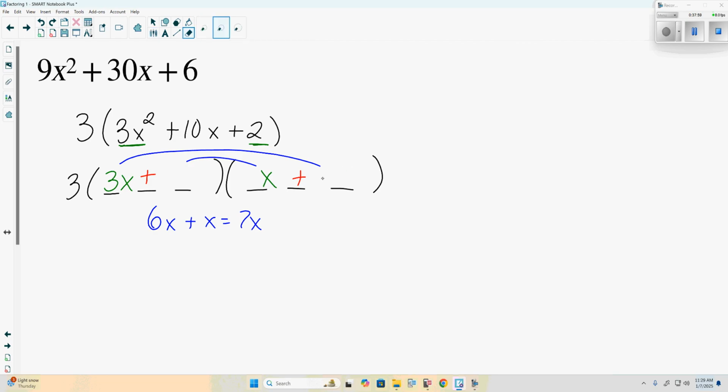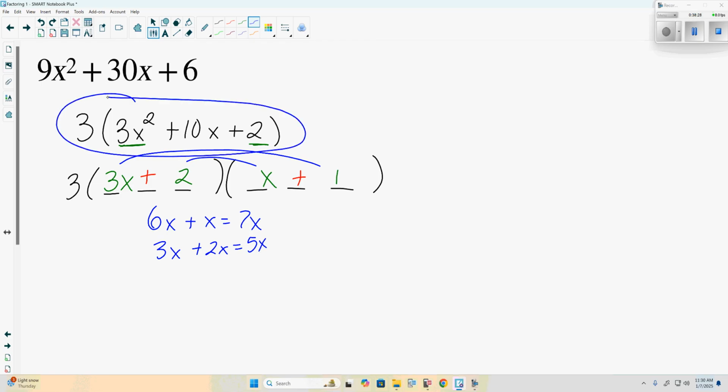We can switch to 1 and 2, and do 3x times 1, which is 3x. 2 times x is plus 2x, giving us 5x. Is that the middle term we wanted? Are there any other factors for our first or third term? That is as simplified as it gets.